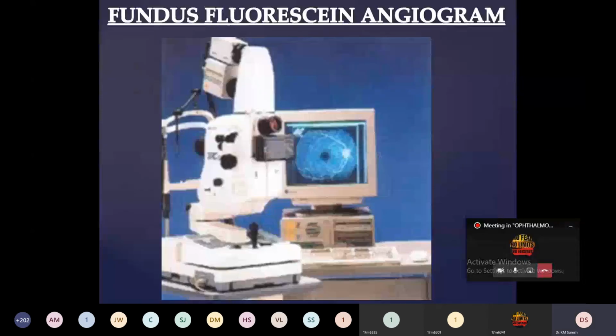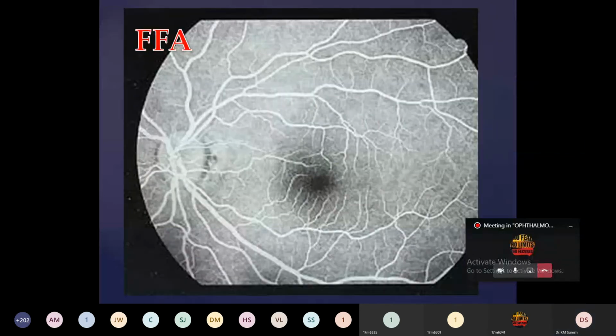Fundus fluorescent angiogram: fluorescent sodium dye is injected intravenously and the circulation of this particular dye in the fundus is examined by using this equipment, fundus fluorescent angiogram. This is the normal picture of the fundus fluorescent angiogram. There is no leakage anywhere.